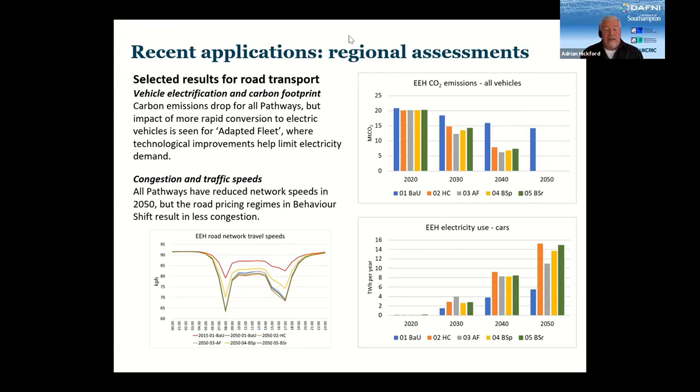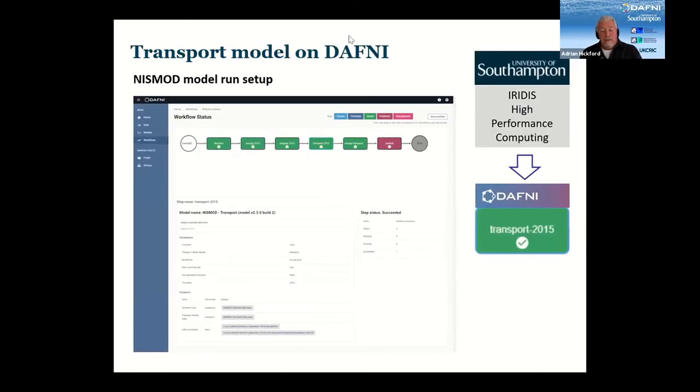So that hopefully gives you an idea of some of the capabilities and some of the limitations of the transport model. Now, for these studies, we've been running the transport model locally using Southampton University's high-performance computing facility. But since NISMOD is currently in the process of being transferred onto DAFNI, it should hopefully make it easier to set up new model runs to work with different data sets and produce visualizations, which currently have to be done offline in Excel or Python.